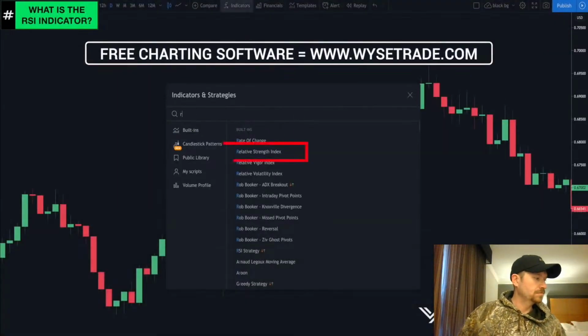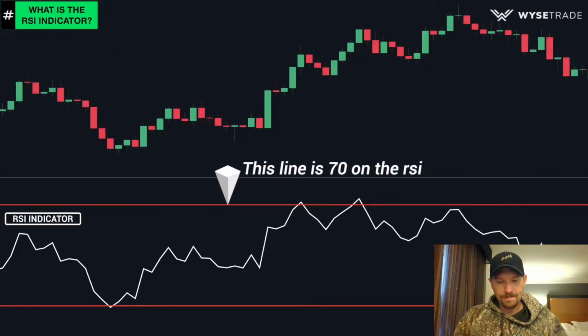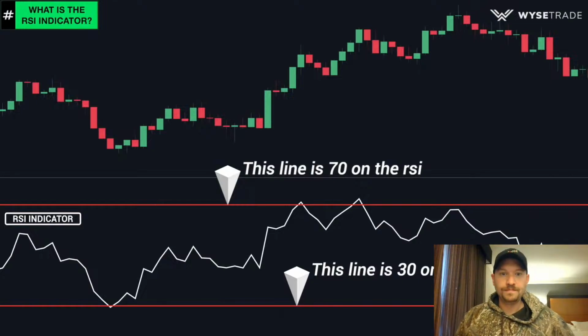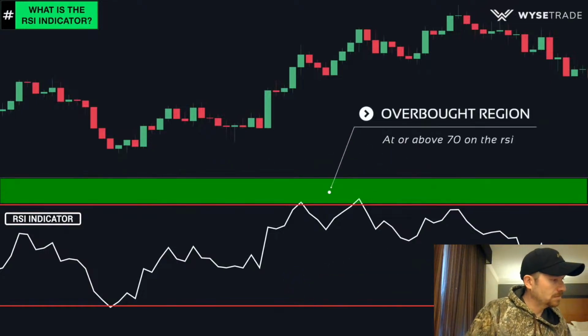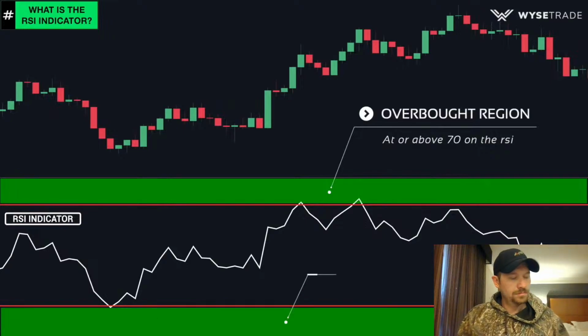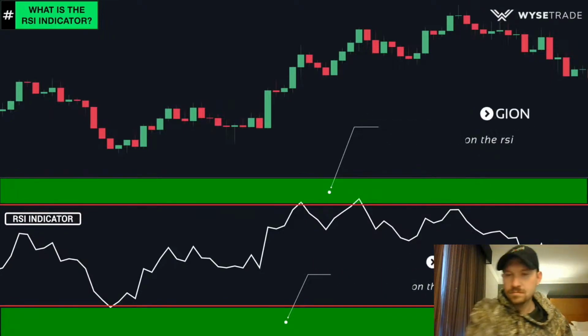Indicators. Type in R and it'll show up right here. Click Relative Strength Index, and then it will be applied to your charts along the bottom. Now this line here is 70 on the RSI. And this line here is 30 on the RSI. Everything at or above the 70 line is what we call the overbought region. Everything at or below the 30 line is what we call the oversold region.